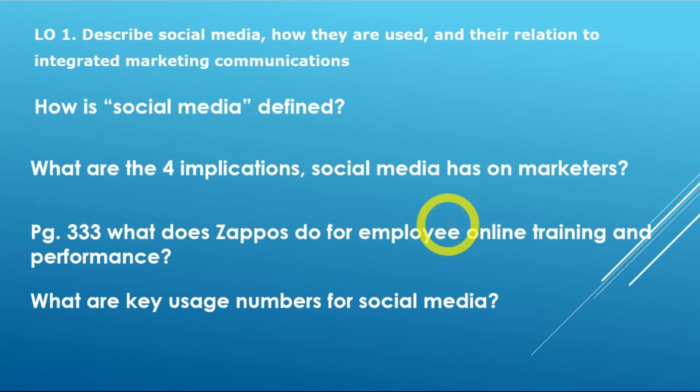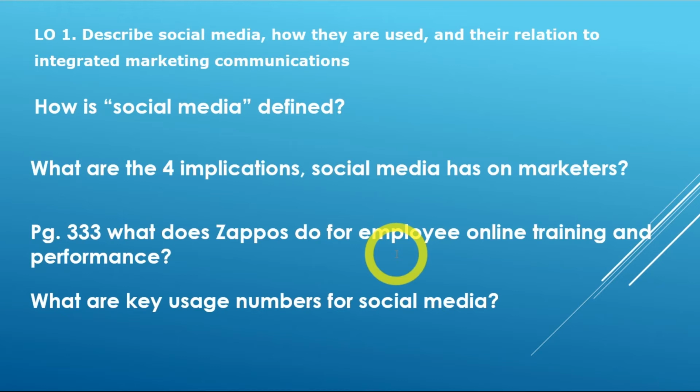And the next one I'd like to talk about, as an example, is what does Zappos do for employee online training and performance? It can be a good example because, although we already discussed there's a limitation when it comes to controlling social media content, they try to manage those things as much as they can when interacting with customers. So if you look at the bottom of page 333, on the left side, they're talking about all the employees.